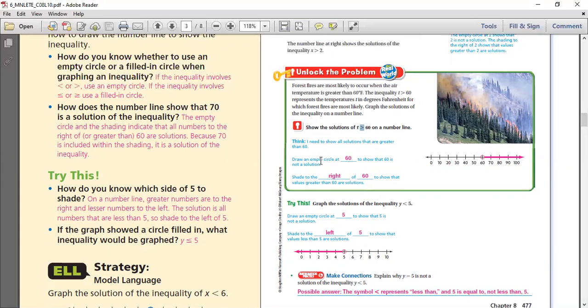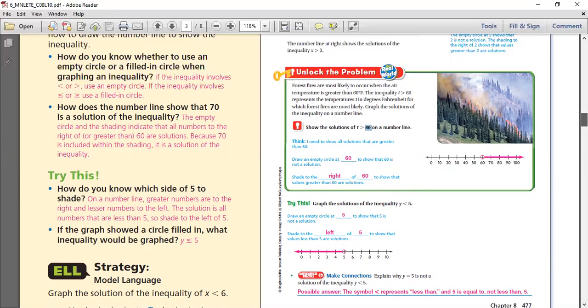See, draw an empty circle at 60 because that's what they have given us. 60 is the number. So you will draw an empty circle at 60 to show that 60 is not a solution, because it's not colored, which means it's not a solution. Shade to the right of 60. So you will shade to the right of 60 to show that the values greater than 60 are solutions.